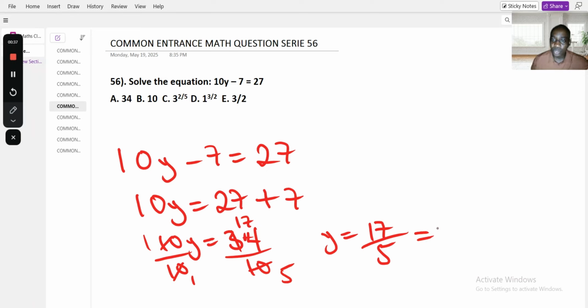You are going to turn this to a mixed fraction. How many 5s can we see in 17? We can see 5 in 15, which is 3 times. Remainder 2 over 5. We have turned this to a mixed fraction. Do you have 3 whole number 2 over 5 there? Yes. Number C. Final answer. Let's move to the next question.